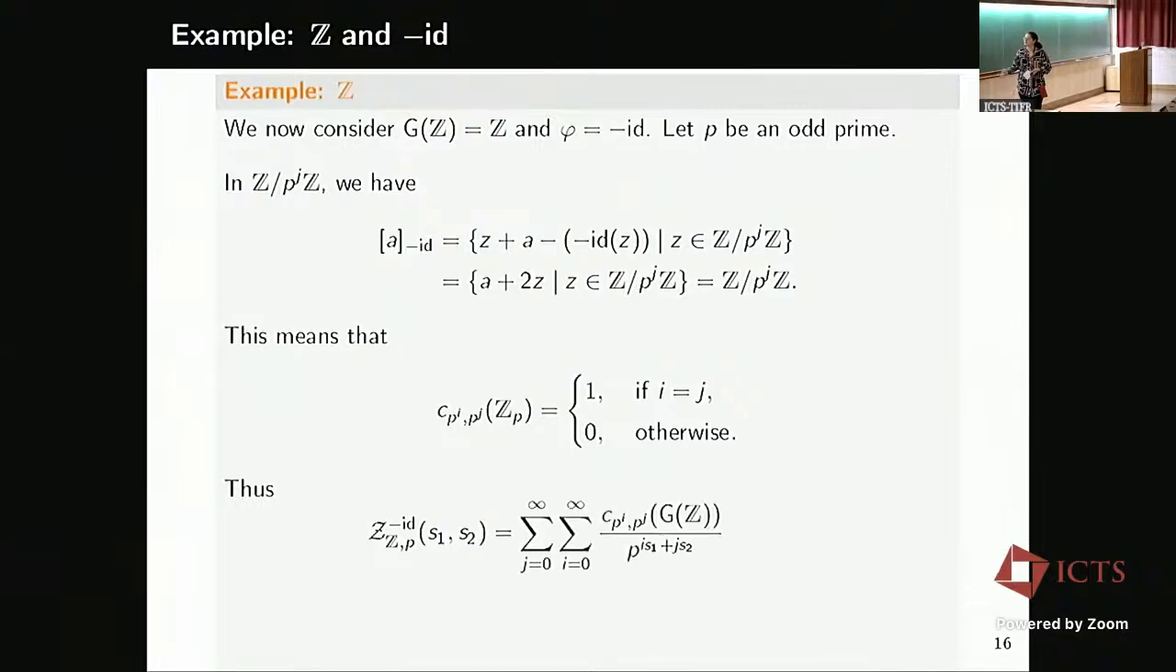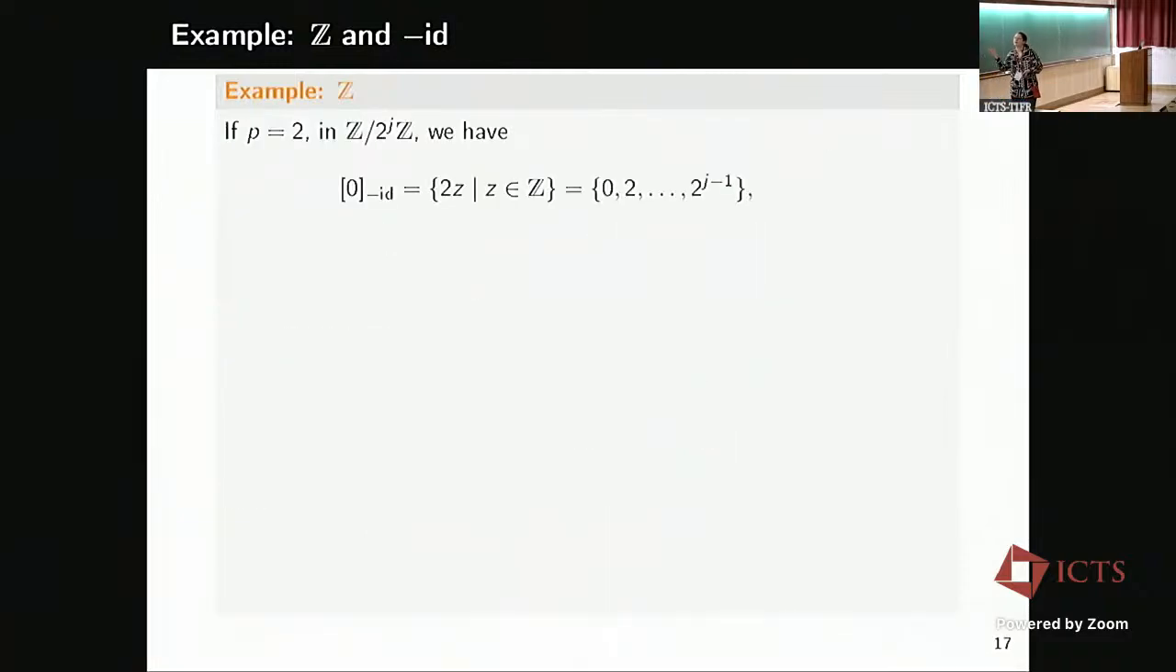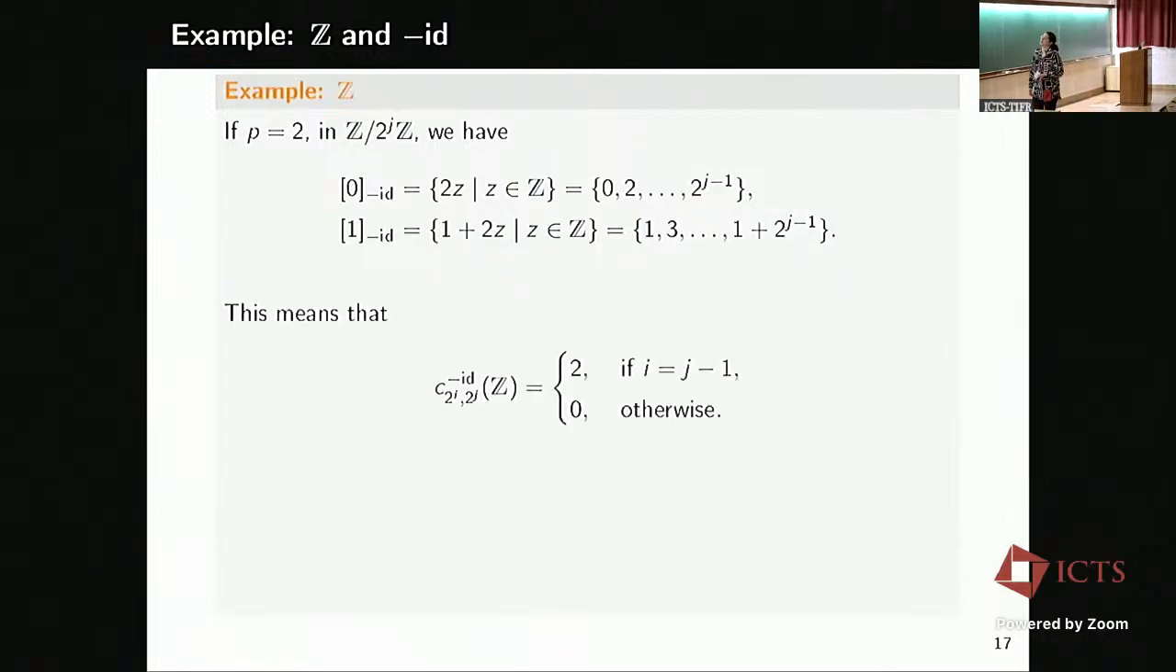And then again, it's very easy to compute what this local factor is. Again, we get a geometric series. We get 1 over 1 minus P to the minus s1 minus s2. And then in the case of 2, the only thing that changes is that now we are multiplying by 2. So we have 2 classes instead of one, represented by the even and the odd elements. So now we have 2 classes, and instead of having size P to the j, now they have P to the j minus 1 as size.